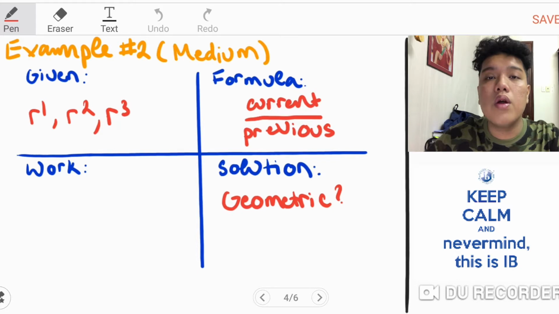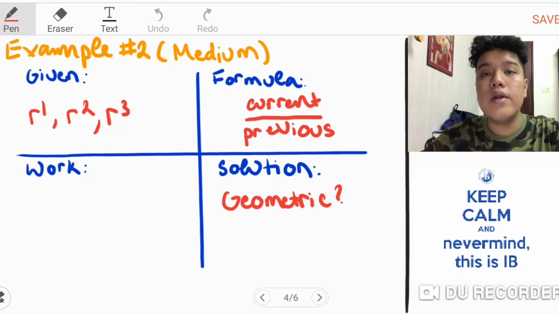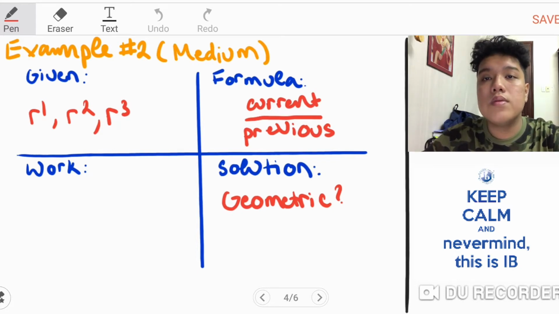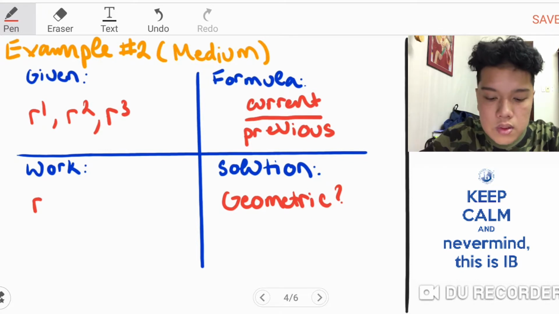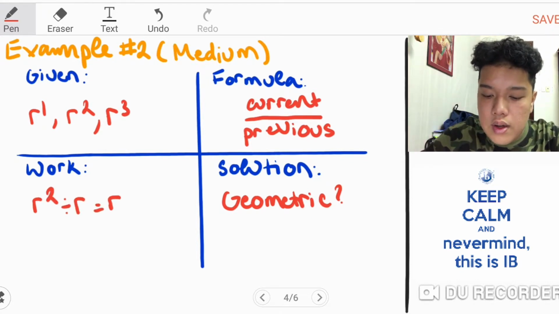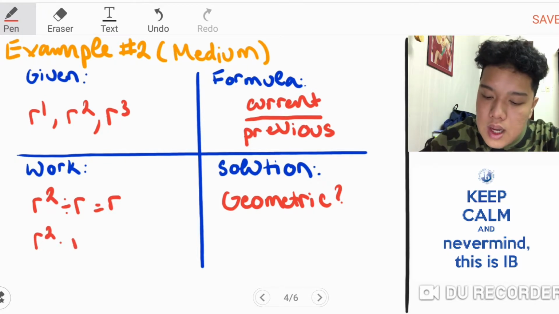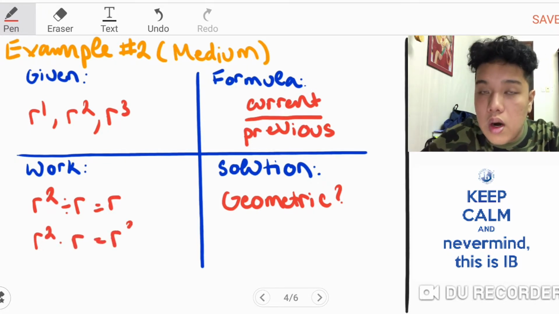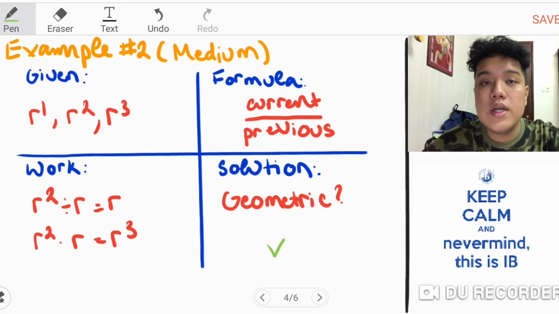This is an example of a geometric sequence. Moving into a more intermediate example, consider the following sequence: r to the power of 1, r to the power of 2, and r to the power of 3. Let us apply the same steps. r to the power of 2 divided by r is r. r to the power of 2 times r equals r to the power of 3. This is once again a geometric sequence.